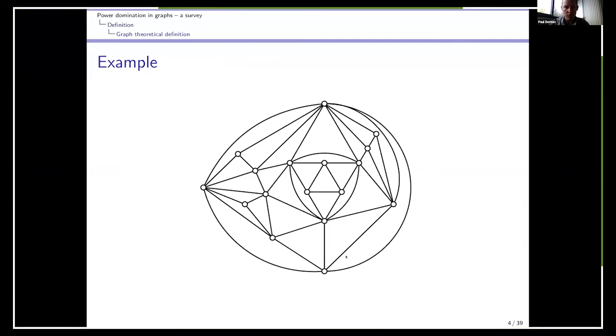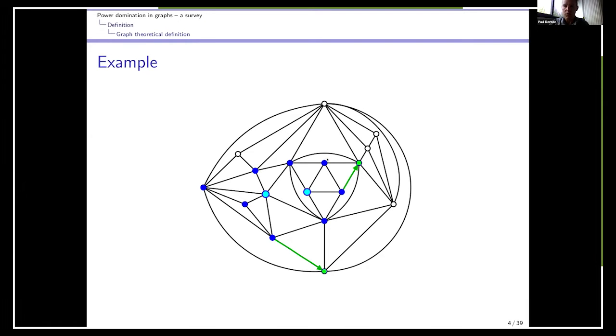So let me take another example. This is a planar triangulation. And in this example, if I start with these two vertices, I put these two vertices in the set. Then at the first step, I dominate all the neighbors of these two vertices. But what we will observe now is that this is enough to monitor the whole graph. Indeed, I have to choose well, but this vertex here has all of its neighbors monitored except this one. And it's also true for this one.